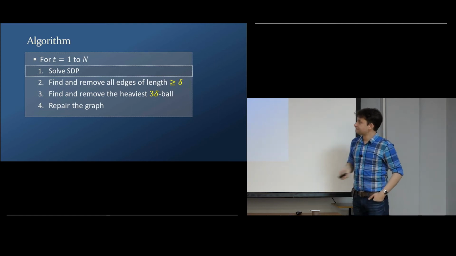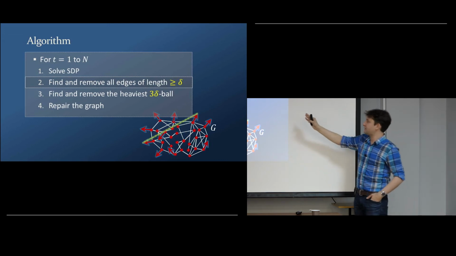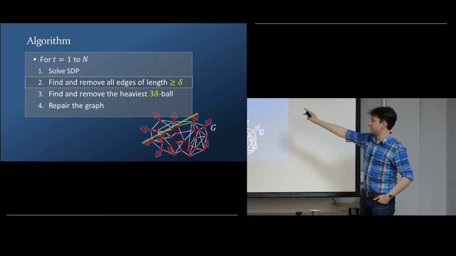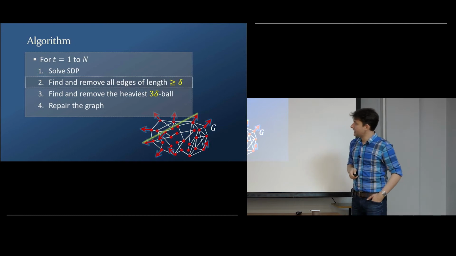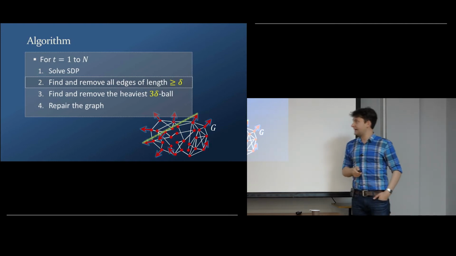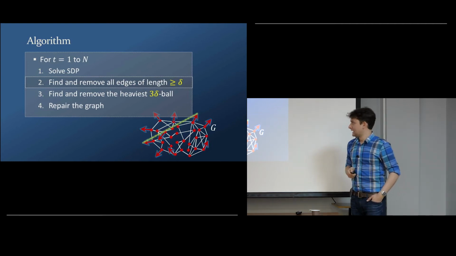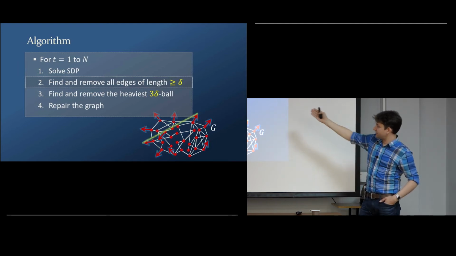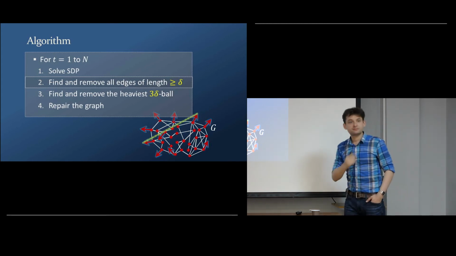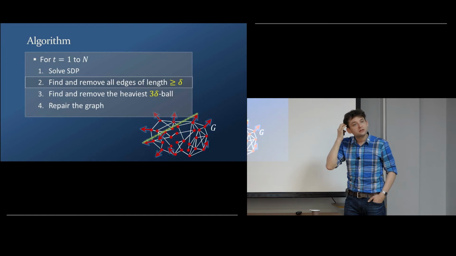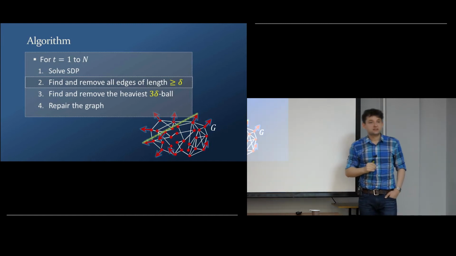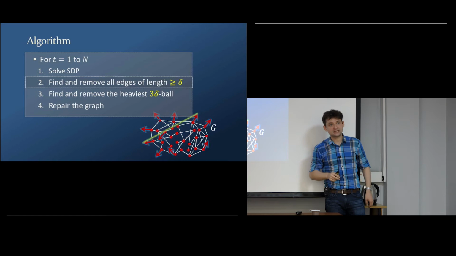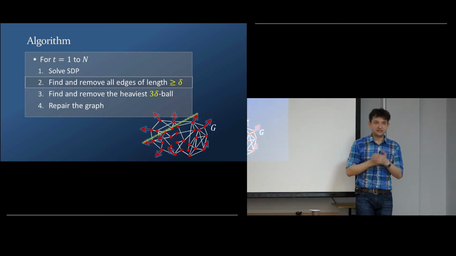We solve the SDP. Then we fix some delta. Think of delta as maybe 0.1, 1 over 10. And we find and remove all edges of length greater than delta. Again, this is just using that idea I told you about. By edge length, you mean the distance between the corresponding vectors of the two endpoints? Right. In fact, to be more precise, it's the square distance, exactly the same quantity we had in the objective function of the semi-definite program.